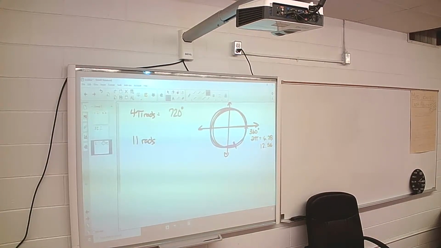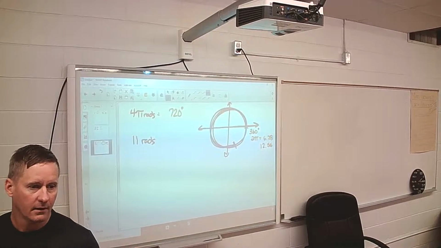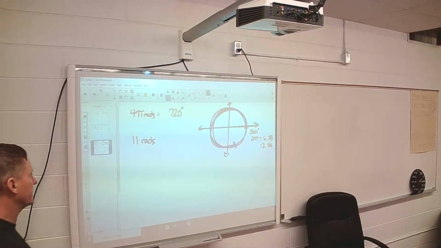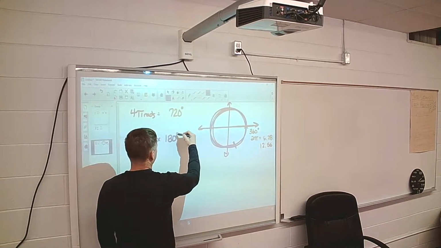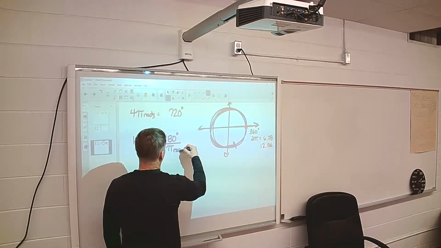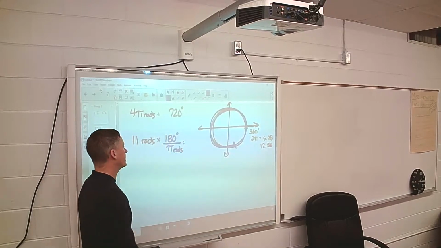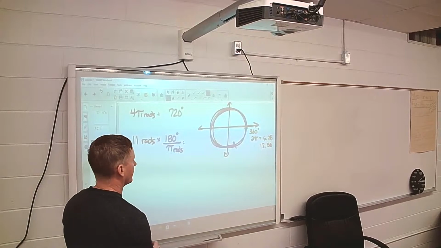4 times pi approximately is 12.56, right? So is 12.56 larger than 11? Yes. Now, let's find out what this is actually. So to do that, I'm going to take 180 degrees and I'm going to divide by pi. So on your calculator right now, take 11 times 180 and divide it by pi. How many degrees is it?